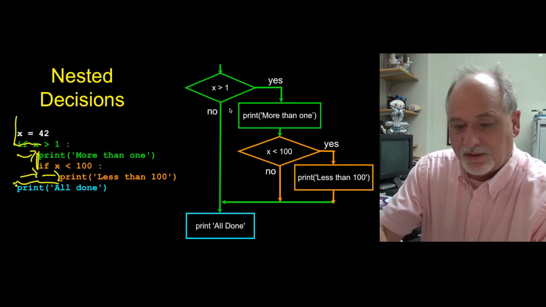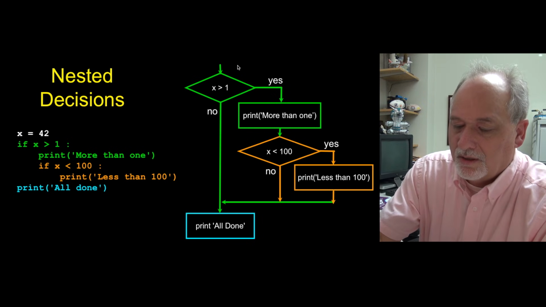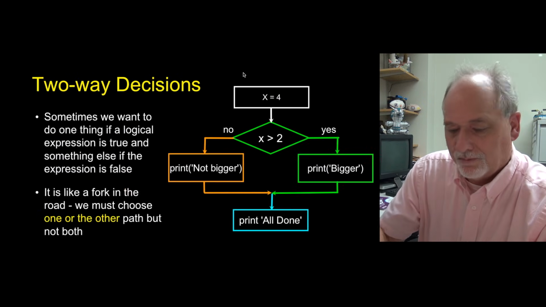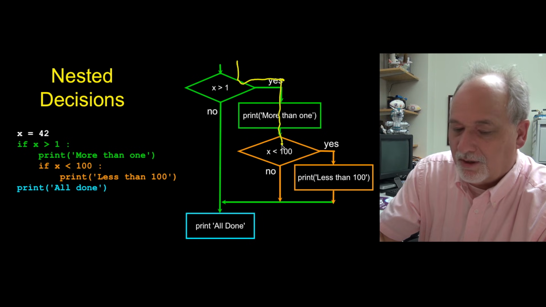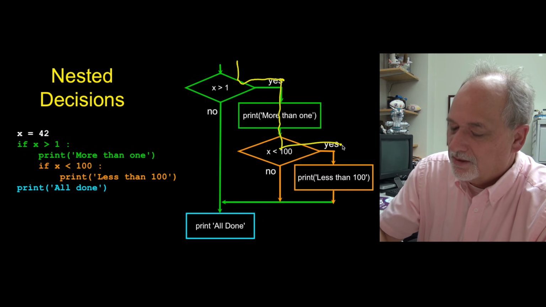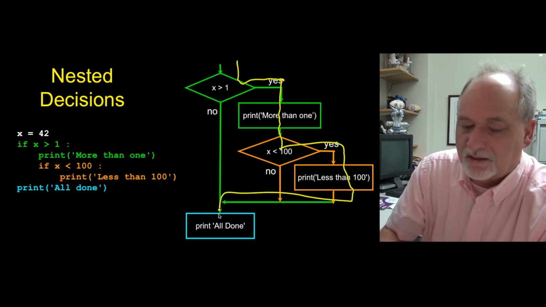And so if you watch this, and you take a look at how this works, it runs to here. Oops. Back up. Comes in here. The answer is yes, x is greater than 1. Prints this. Is x less than 100? Well, it's 42, so the answer is yes. So it runs this, and then it kind of continues back to there.